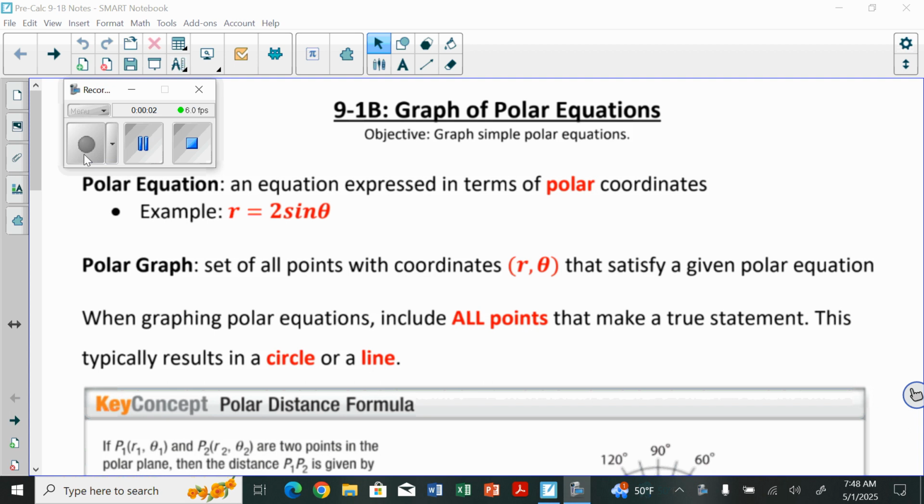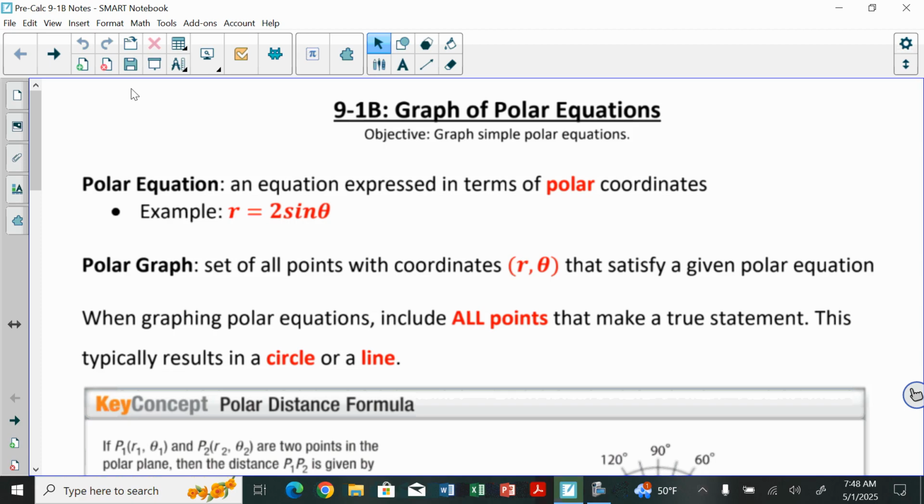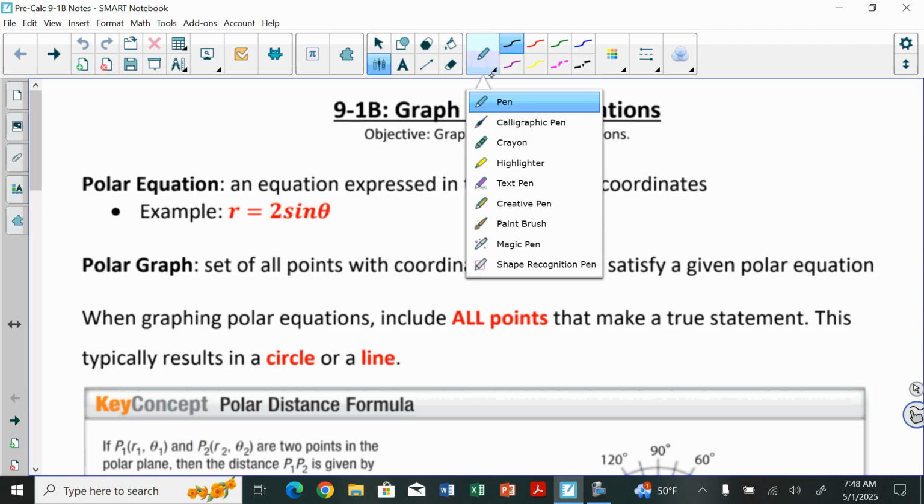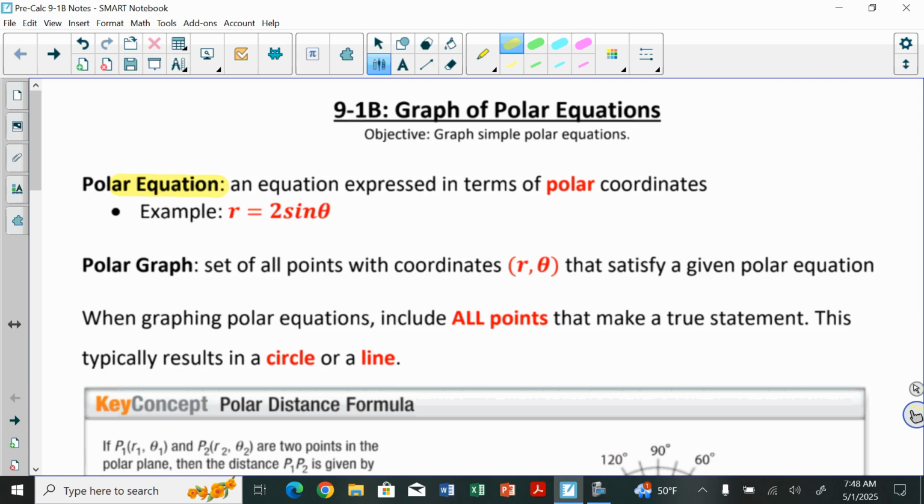All right, let's move on to 9.1b. So here we're going to talk about the graphs of polar equations. Last time was polar coordinates and graphing those, but here's an equation. A polar equation is an equation, so it's going to have an equal sign in there, that is expressed in terms of polar coordinates. That's what we discussed in 9.1a, the coordinates.